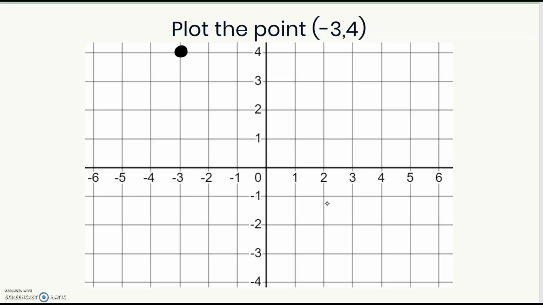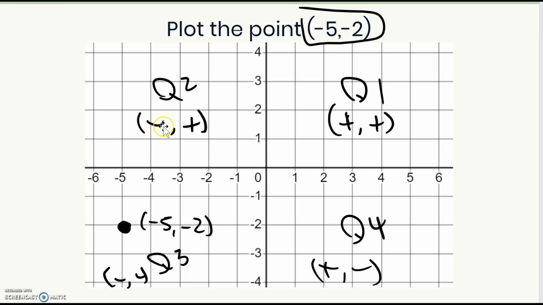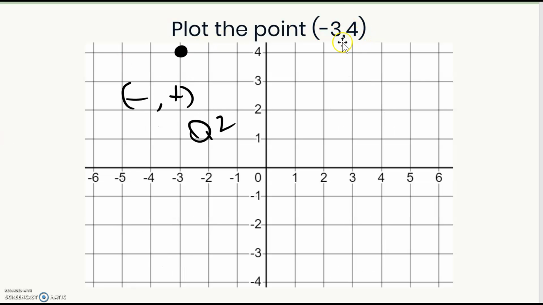Now notice the signs of these. It was a negative and then a positive, and we are in quadrant 2. If we look back over here, a negative and a positive always goes in quadrant 2, just like this point right here.